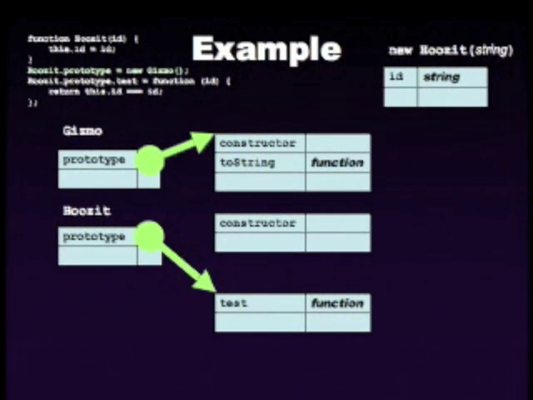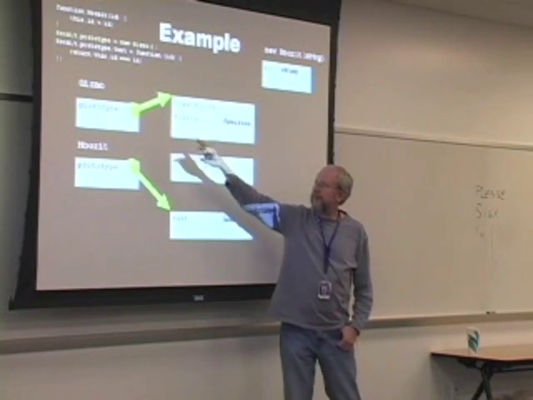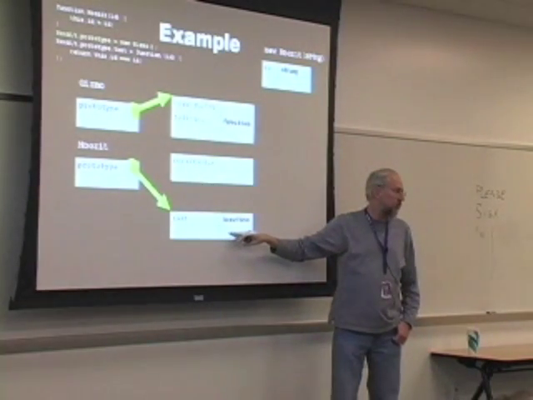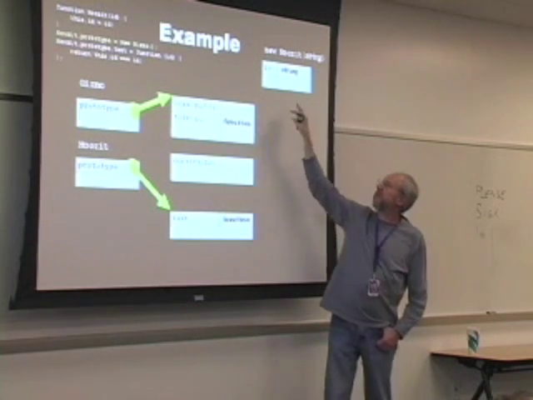Okay, so here's the map that's going on here. Again, we've got the original gizmo that we saw in the previous example. Then we've got the whosit. Originally, whosit.prototype pointed at this, but because of that assignment we did, it's now pointing at this new object, which is an instance of gizmo.